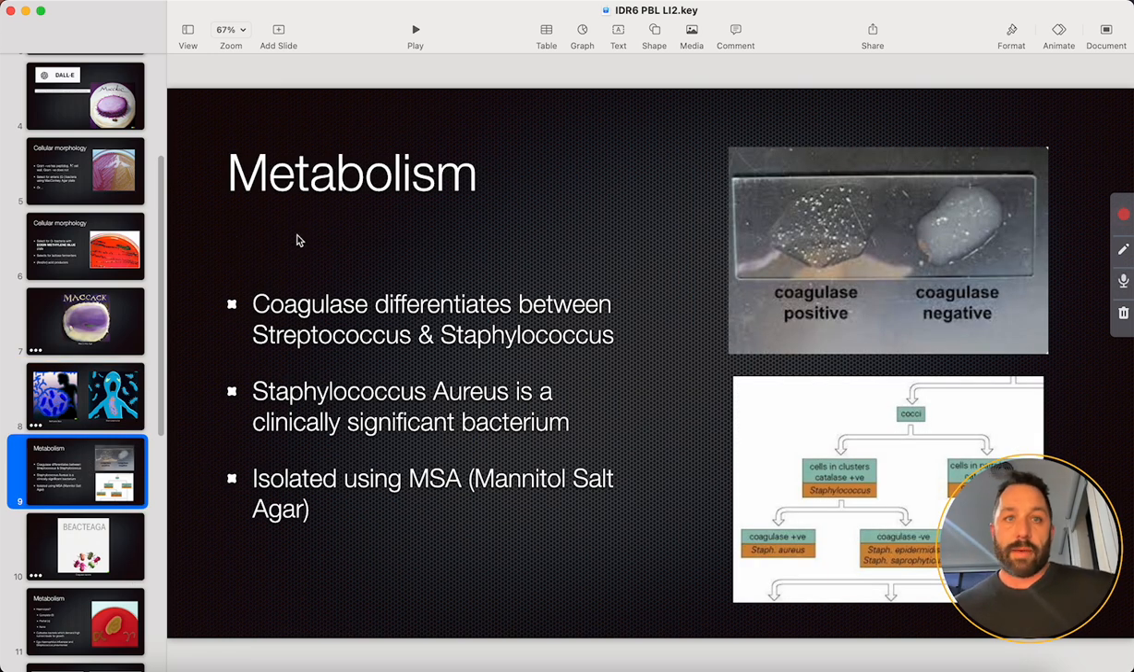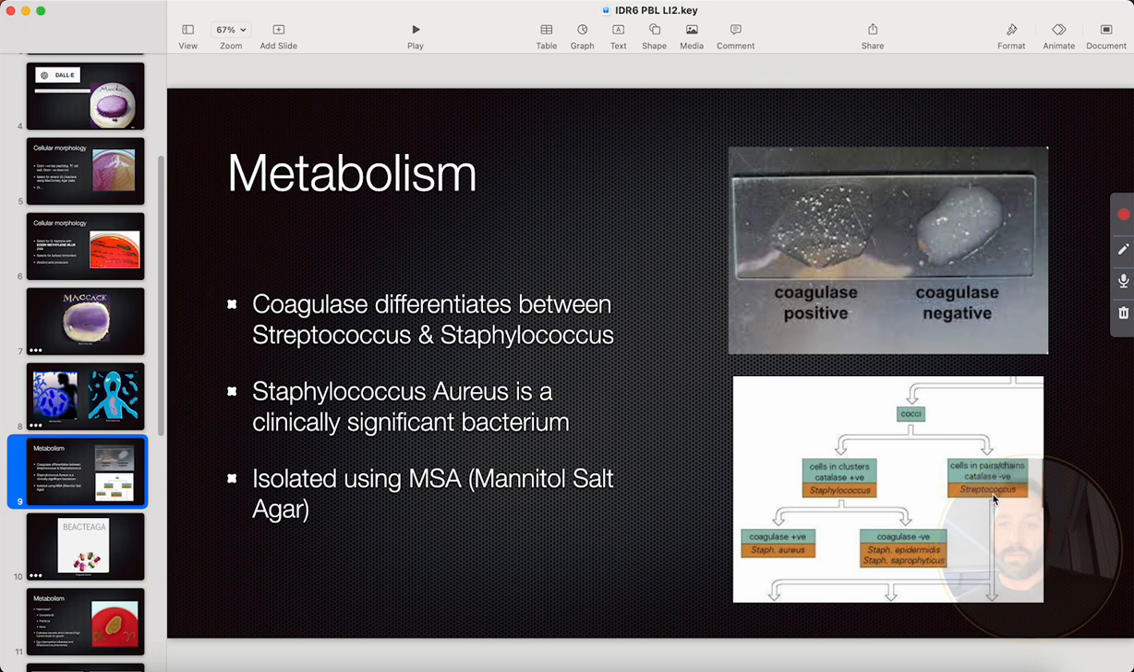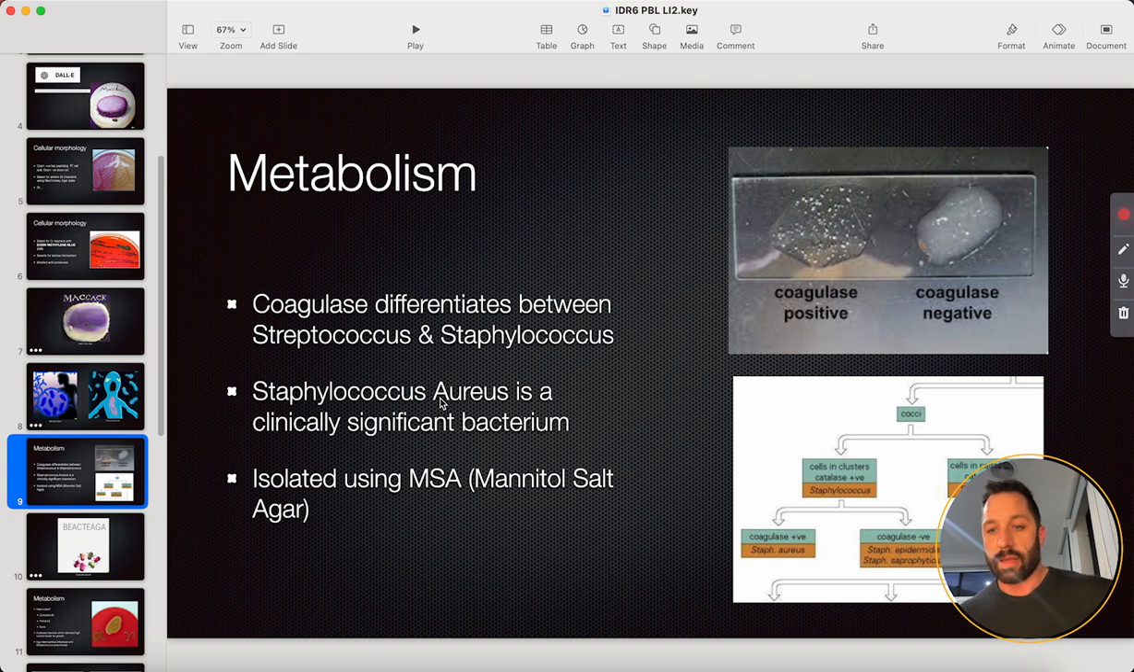We can also look at metabolism. So I spoke about this earlier. We can select for catalase because it allows us to differentiate between a Streptococcus or a Staphylococcus, particularly when we're looking at Staph aureus, or the methicillin-resistant, the MRSA. It's a clinically significant bacteria. We want to be able to put it on a plate and check for whether that's there. And you can't do that with catalase on its own. So we need a mannitol salt agar plate.